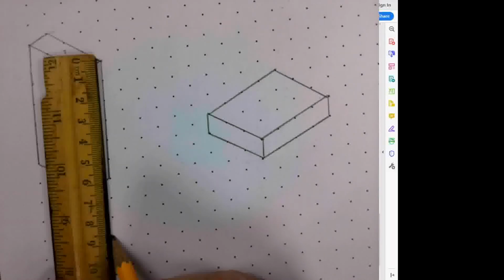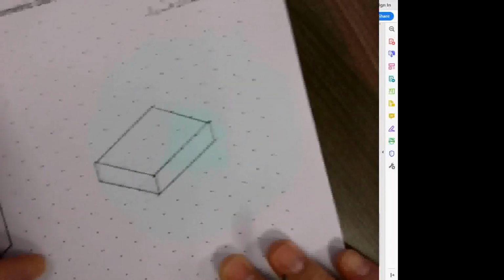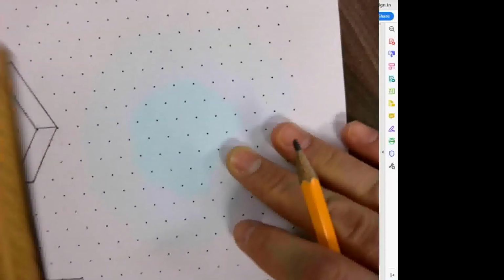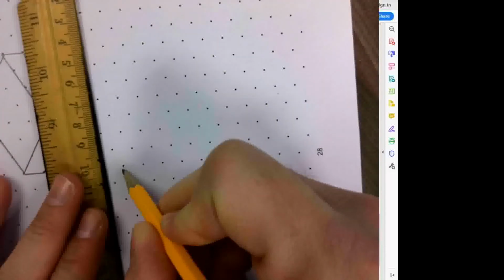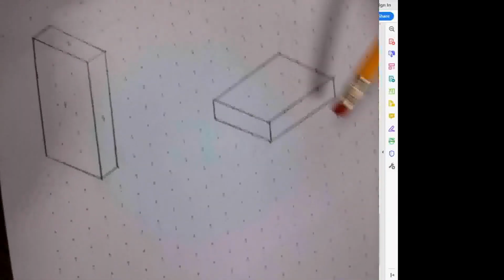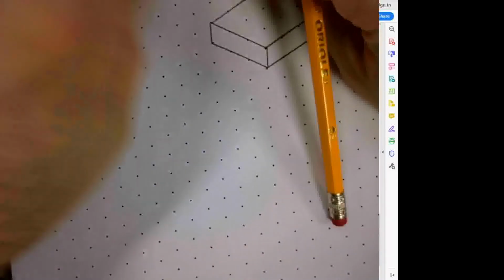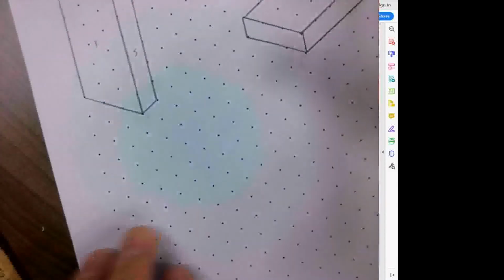I'm going to have to just draw it this way so that I can fit it. It doesn't work that way. So 2 by 2 by 7.